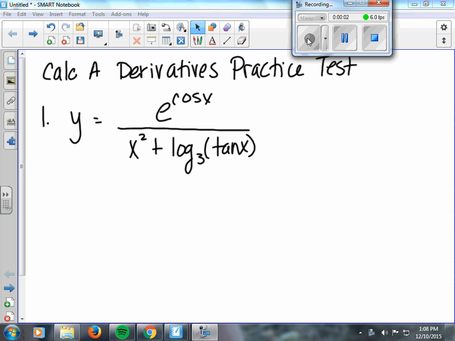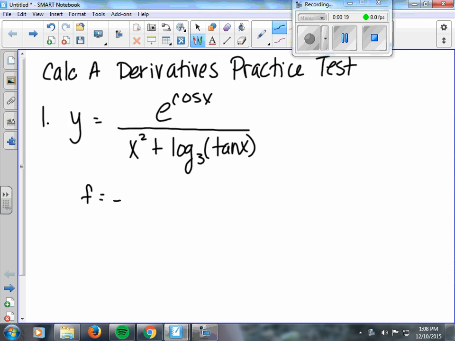Okay, these are the solutions to the derivatives practice test. Here I have number one. In the first 8 questions, I didn't say this, but you all figured it out. You're to take the derivative of the function. All right, so at number one, I have a quotient.